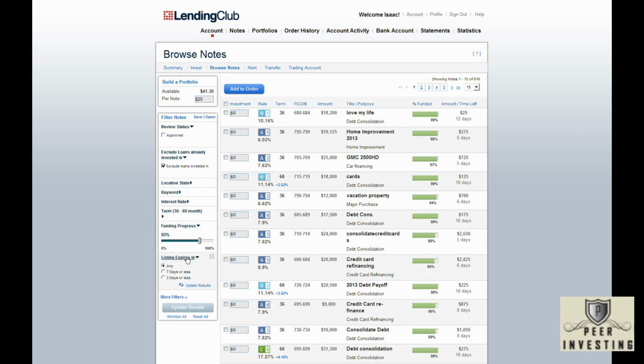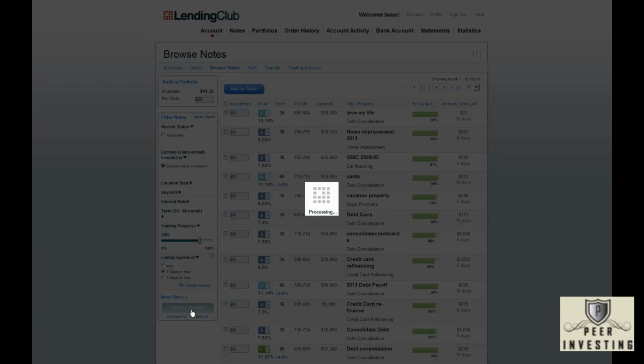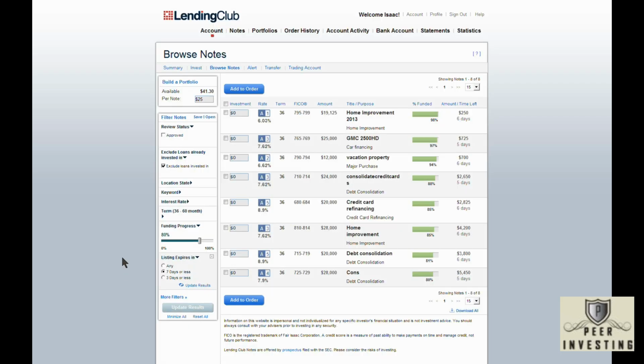And listing expires in, kind of is correlated with your funding progress, but I would say you probably want to go 7 days or less, just for the simple fact of if someone's already 80% and they're 3 days or less, you run the risk of the listing expiring, they don't get 100% of their funding, and then you're back to square one. So you hit update results, it'll process all of that.